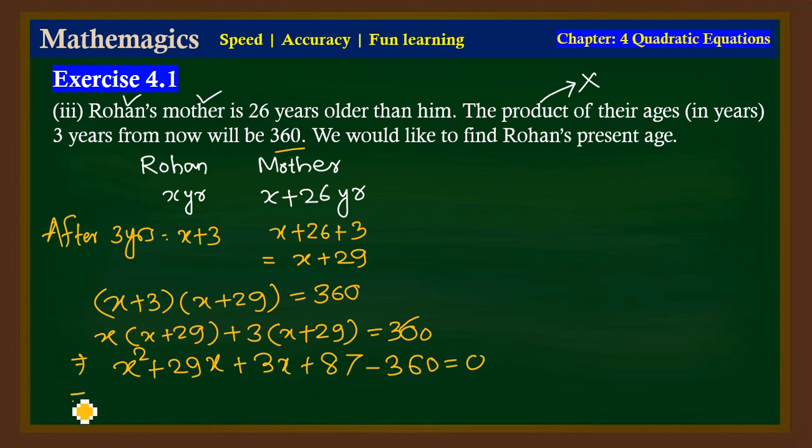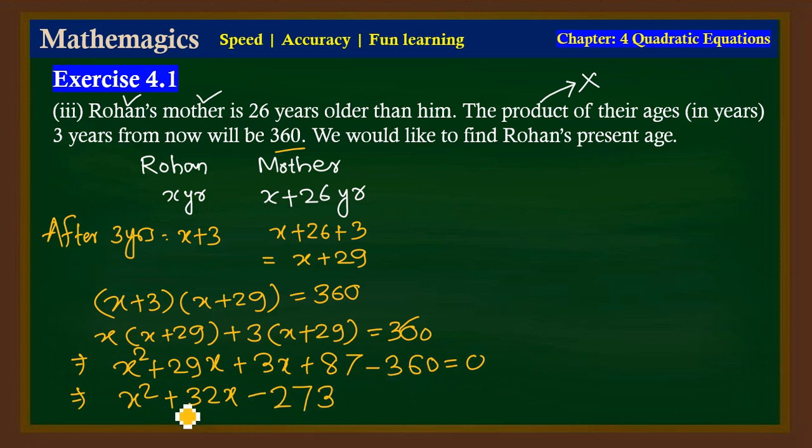So now x square, 29x plus 3x becomes plus 32x. Now 360 minus 87. So 10 minus 7 becomes 3, 6 becomes 5. So after taking one carry, 15 minus 8 becomes 7, and 3 becomes 2. Again the 360 is the bigger number, that's why its sign will be minus.